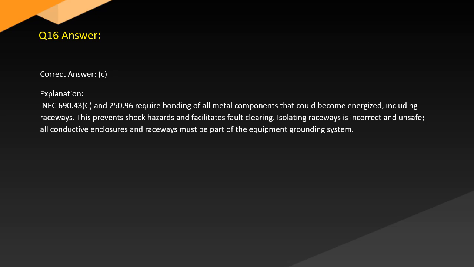Answer. Correct answer: C. Explanation. NEC 690.43(C) and 250.96 require bonding of all metal components that could become energized, including raceways. This prevents shock hazards and facilitates fault clearing. Isolating raceways is incorrect and unsafe. All conductive enclosures and raceways must be part of the equipment grounding system.